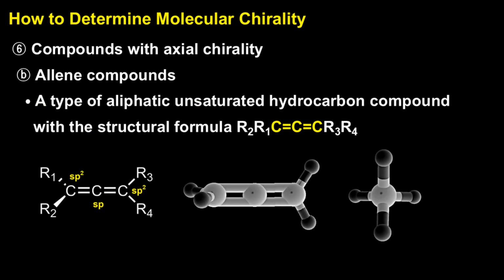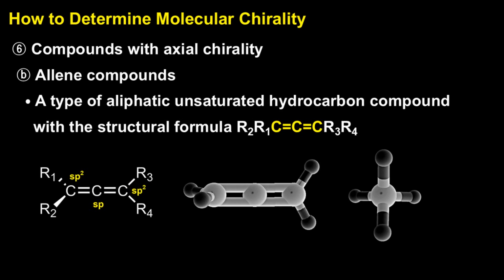Allene compounds are a type of unsaturated hydrocarbon where a central carbon is doubly bonded to 2 neighboring carbon atoms. This unique bonding pushes the substituents on the terminal carbon atoms into a perpendicular arrangement, giving allenes their distinct shape. Because of this perpendicular setup, some allene compounds can actually be chiral, even though they don't have a traditional chiral center.